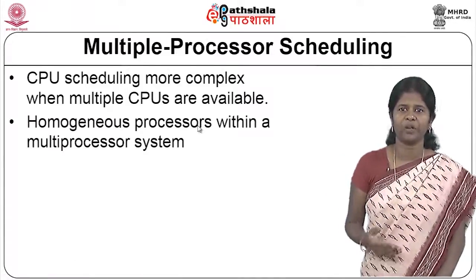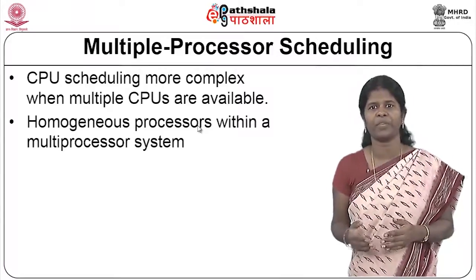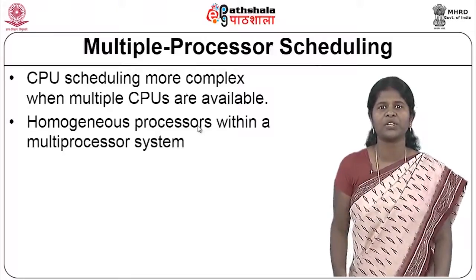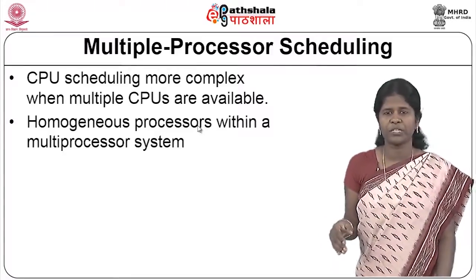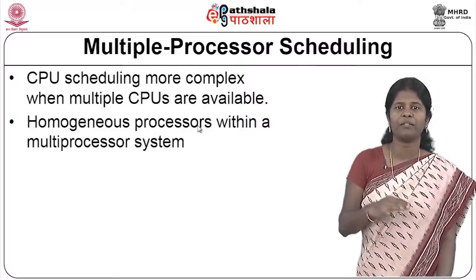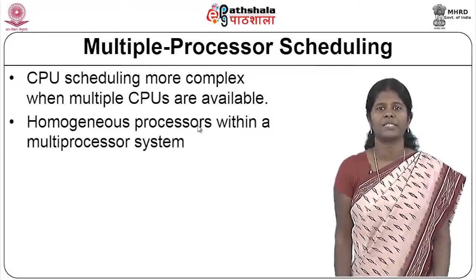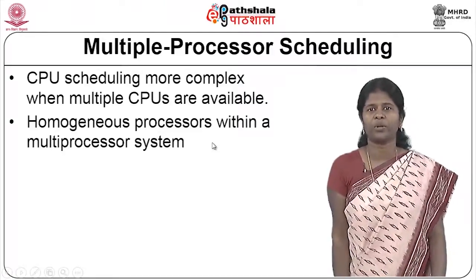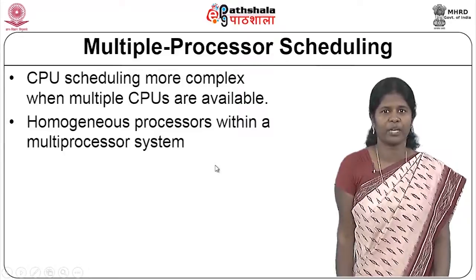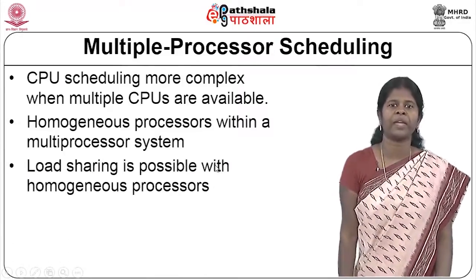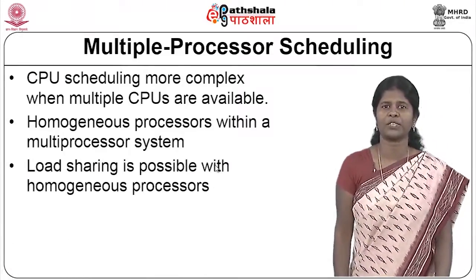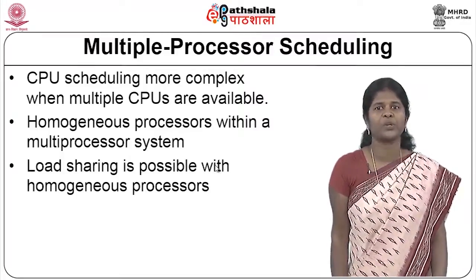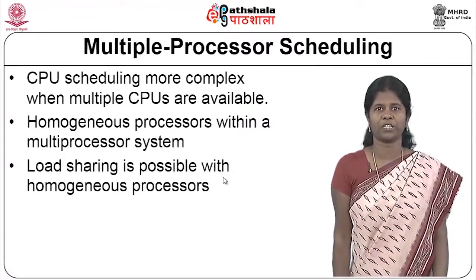And in this case, we are looking at only a system where there are homogeneous processors. What is meant by homogeneous processors? You have a number of processors, but all are of similar capability or all are of the similar type. It is not a heterogeneous processor system. We are looking at only a homogeneous processor system. And when all the processors are of similar capability, it is possible to share the load among the different processors.